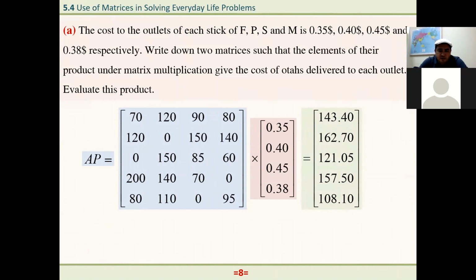So particularly if you talk about this question, we are talking about 5 different outlets. The first outlet, the first row, receives the first product 70, the second product 120, 90, and 80. And we know the individual prices are 0.35, 0.40, 0.45, and 0.38. So here we have a 5 by 4 matrix, and this one is 4 by 1. Of course, it's possible because we are talking about 4 different products and 4 different prices. So the result will be a 5 by 1 matrix. That means from outlet A, at the end of the day, if all products are sold out, we have to collect this amount.